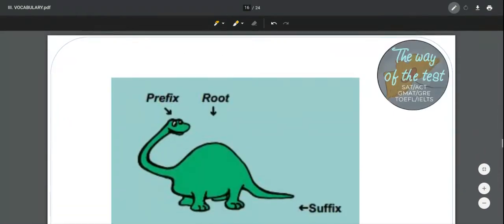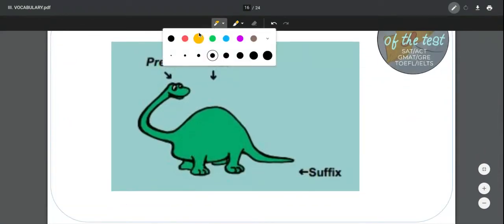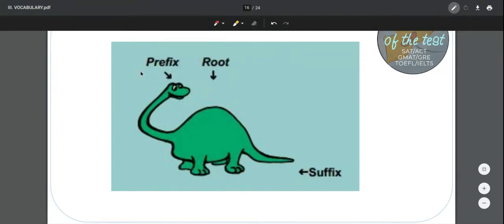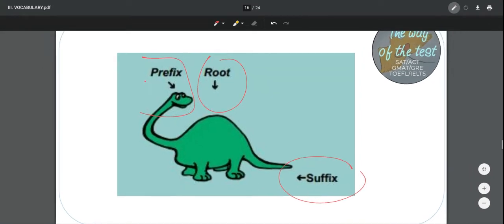You may remember from school that a typical word consists of 3 parts: a prefix, a root, and a suffix. You may remember this, you may not. If you do, then perfect. Now, the prefix is the part that goes before. That's why we have prefix, and then we have the root of the word. That is the main meaning of the word, the actual meaning of the word. And then we have the suffix, which indicates what type of word it is.